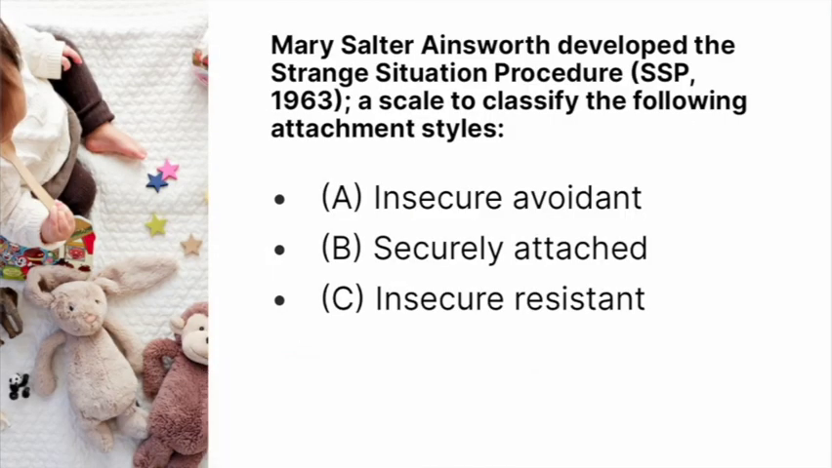Now, how is attachment assessed? Mary Salter Ainsworth developed an empirical method to determine the kind of attachment, the attachment quality, based on caregiver sensitivity, and she identified these three styles. So between 1953 and 1955, she studied 26 families in Uganda, and then building on that work, she studied 26 families in Maryland in the US in 1963.